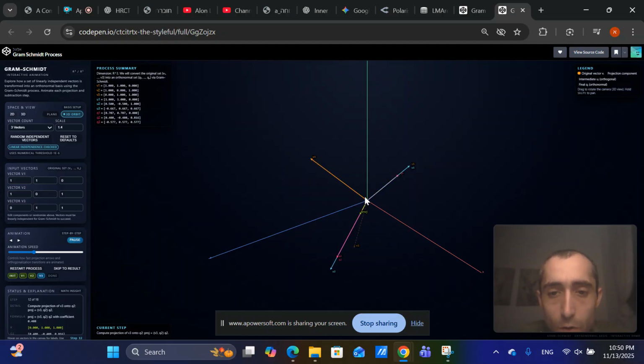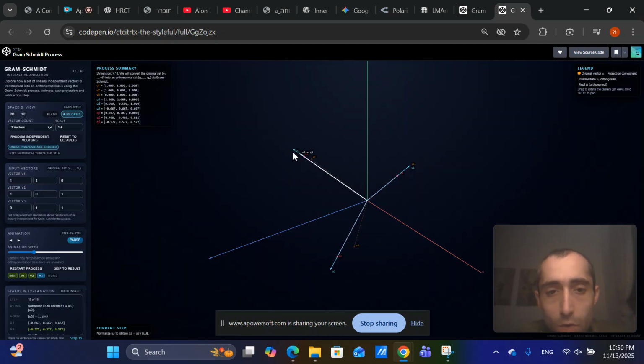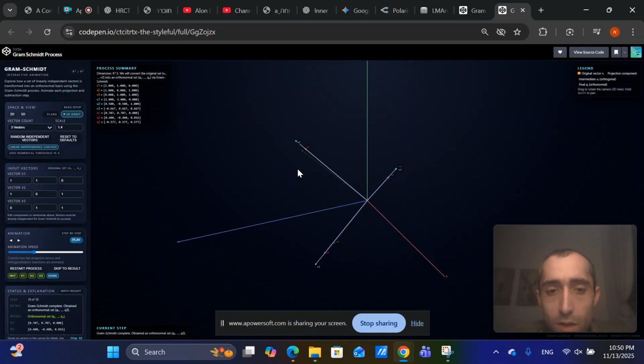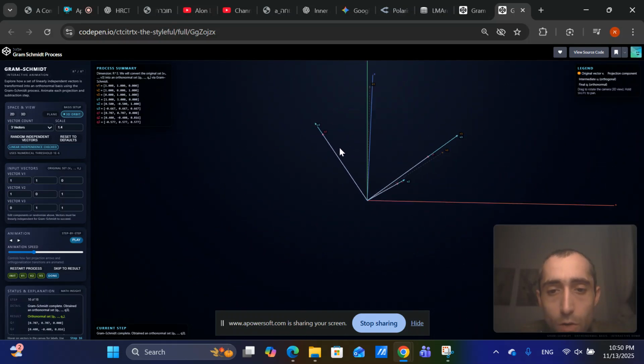Now we're going to v3. We are taking off the projection onto both of them because they are the previous ones, and we are left with this one, and then we convert it to a unit vector. This is how we got three vectors which are orthogonal to each other.